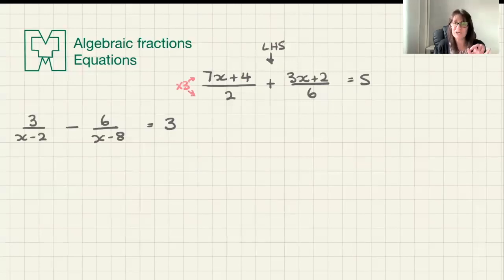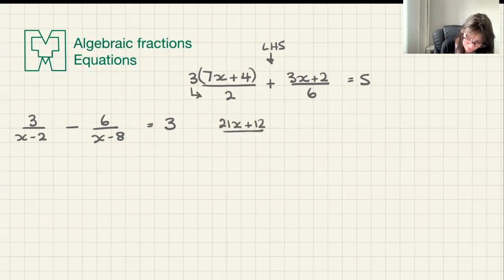Now, I wouldn't normally do that. I'm just going to go straight in. We'll rub that out. I'm just going to go straight in with bracket and 3. But I must remember I multiply top and bottom. So that's going to give me 21x plus 12 all over 6 plus 3x plus 2 all over 6. That's going to tidy up to 24x plus 14 all over 6 equaling 5.